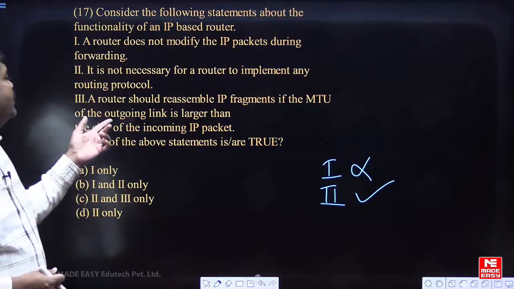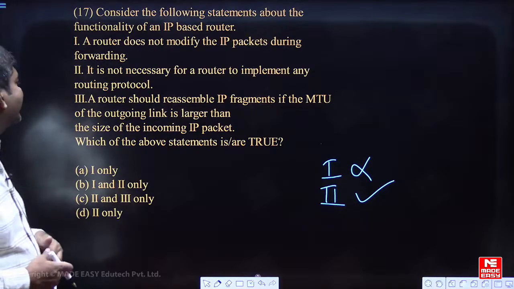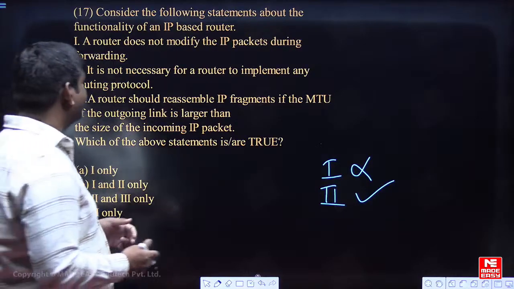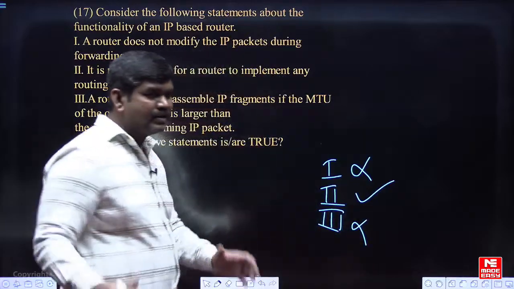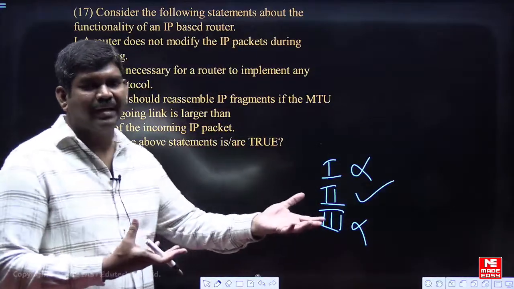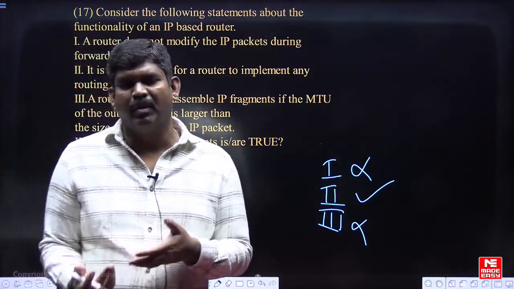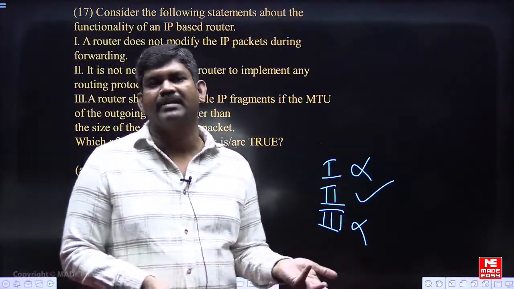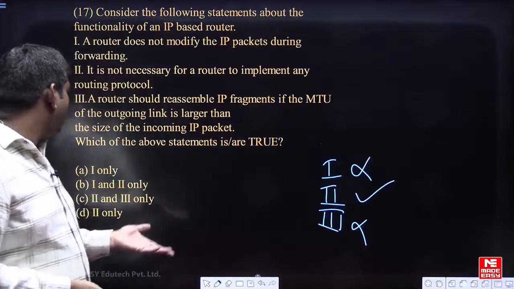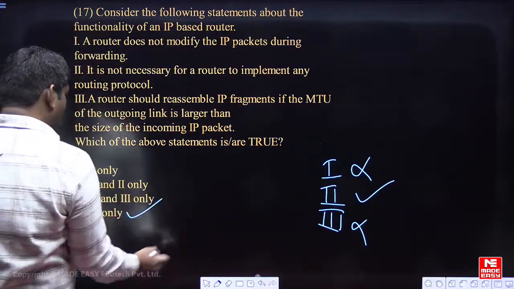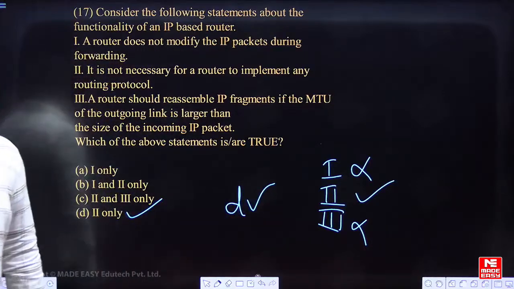Third one: a router should reassemble IP fragments if the MTU of the outgoing link is larger than the size of the incoming packet. This is false. The basic idea is that when the packet size is more than the MTU of the link, then you divide it into fragments. But if it is small, what is the need of dividing into fragments? They are telling it will be allowed, so that's why it is false. So out of all, the second only is true. So we can say D is the answer for this question.